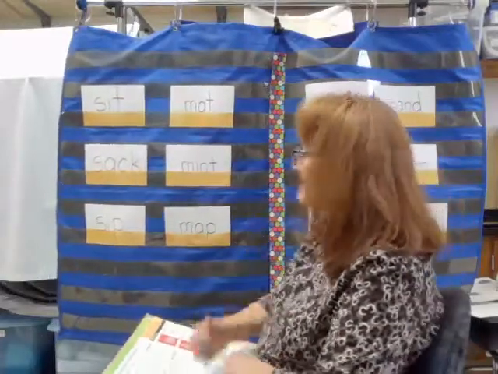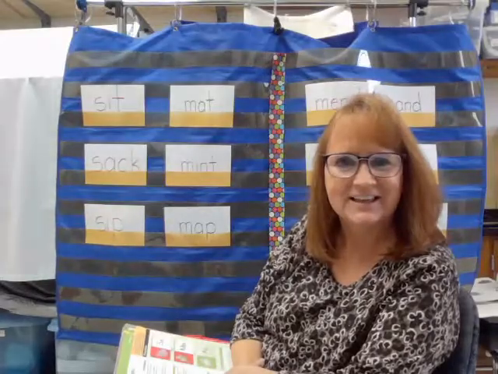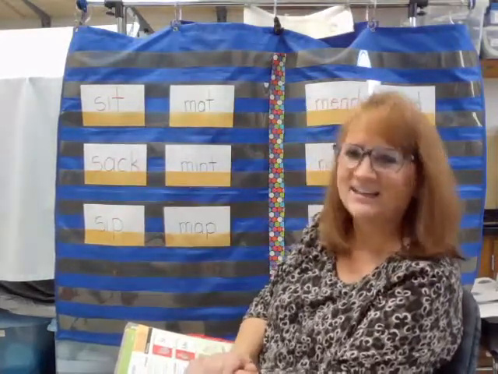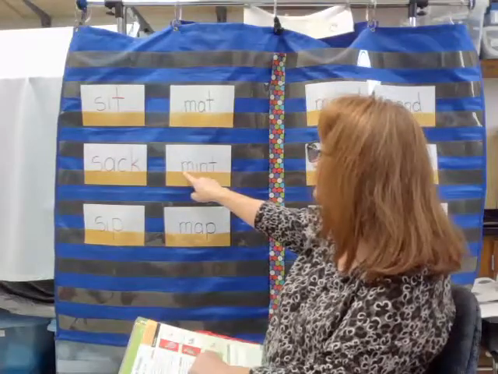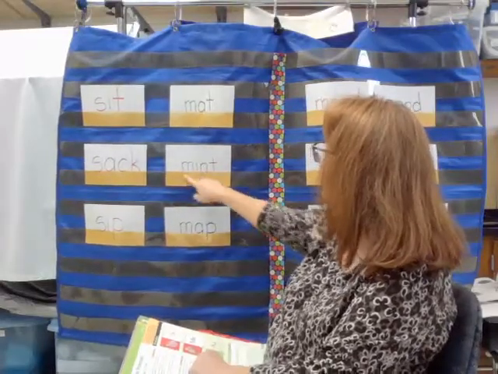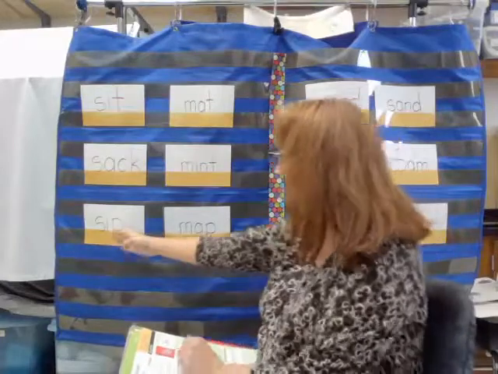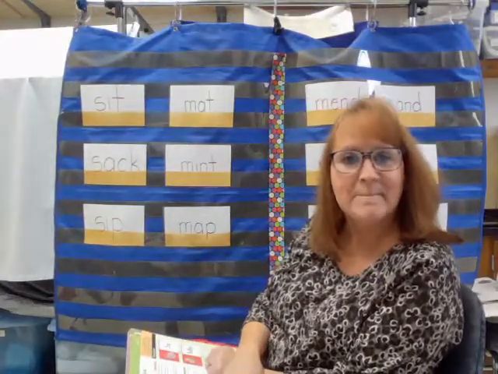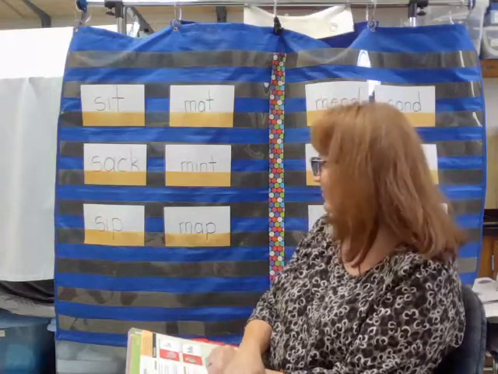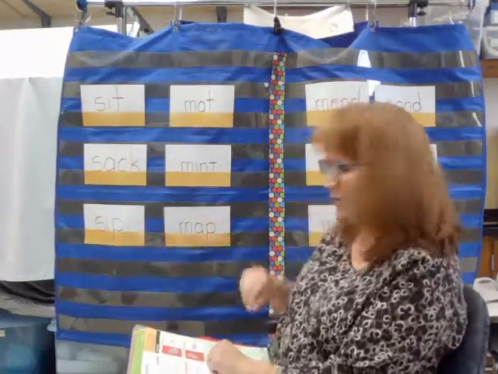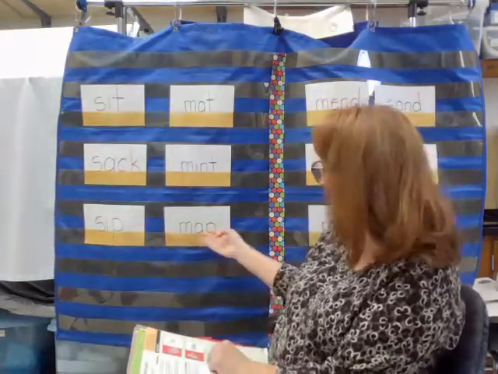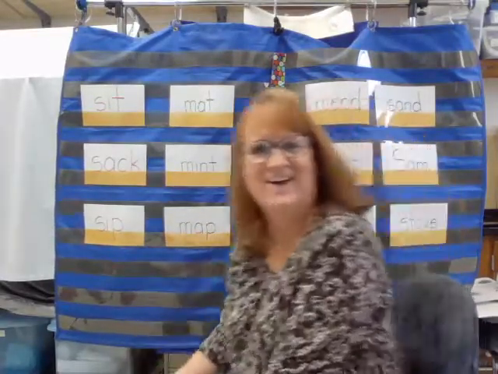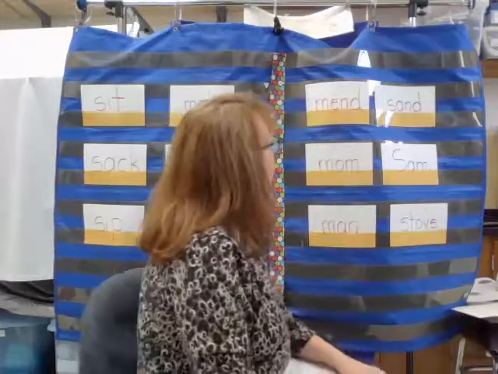All right, so take a look at the next group of words. Which word says mint? Is it the pink or the black? Yep, it's the black word. Mint. Take a look at the next group. Which one of those words says map? Pink or black? Right, the black. Map. All right, let's take a look at the words over here.